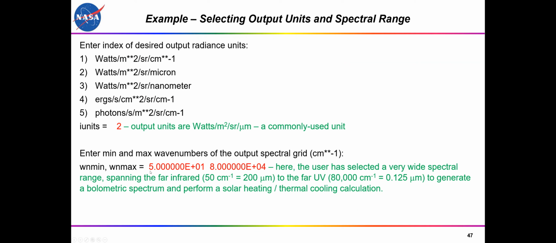This particular calculation, I'm going to run from 50 wave numbers to 80,000 wave numbers. That's basically 200 microns to 0.125 microns. So that's basically the entire solar and thermal spectra for any planet in our solar system. Anything lower than this is radio wavelengths. Anything longer than this, you're looking at gamma rays and things like that.